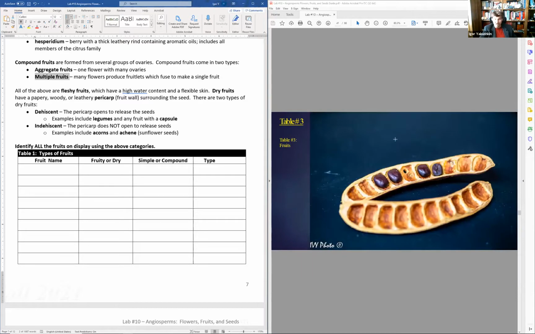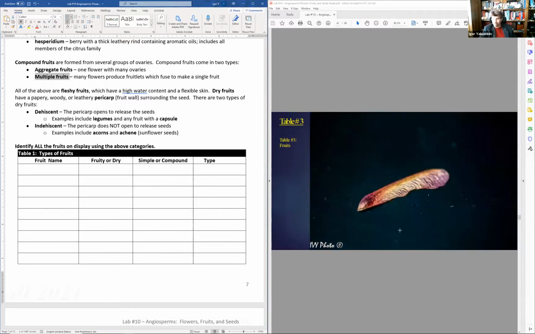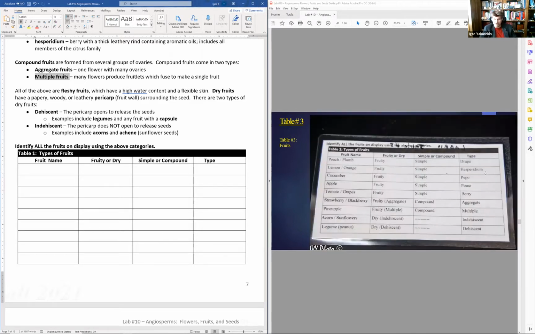So here we have the legumes, right? In this particular case, it opens up at the seams, releasing the seeds. Here, the seed stays within the wing. The wing takes it with the wind, can take it away from the parent plant, but it's an indehiscent seed. All right. So here we have some of the answers for you.